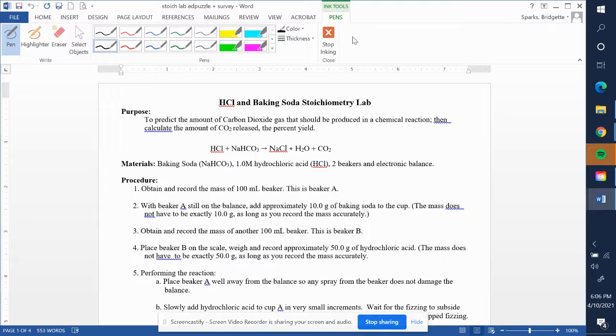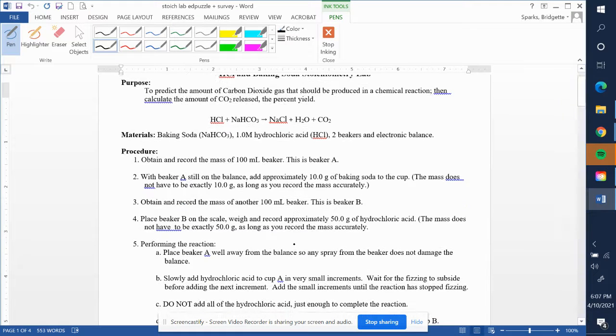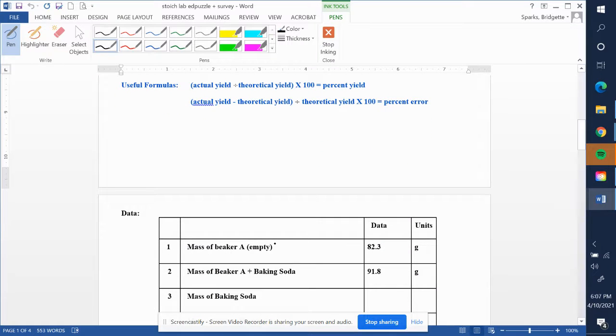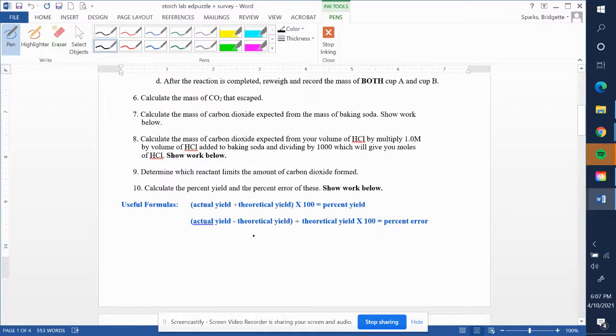Hi, this Edpuzzle is going over the stoichiometry lab that you did, and we're checking to see how well you interpreted the data. So the first thing that we are looking at is what was the mass of that beaker. Now you have your own mass if you conducted the lab in class, but we can see the mass of beaker A for the virtual kids was 82.3.